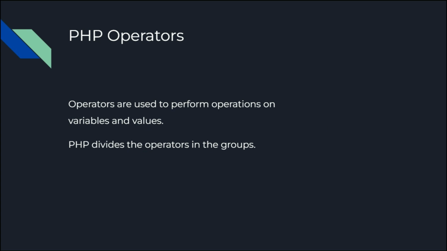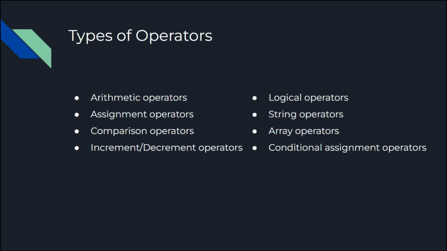Today we will study PHP operators and their types. So let's start. What are PHP operators? Operators are used to perform operations on variables and values. PHP divides the operators into groups. These are the types of operators we use in PHP.